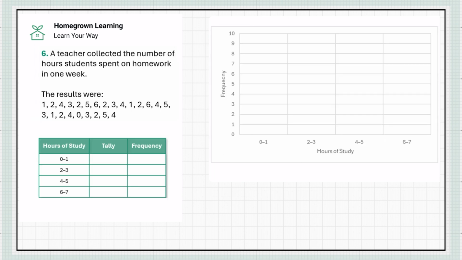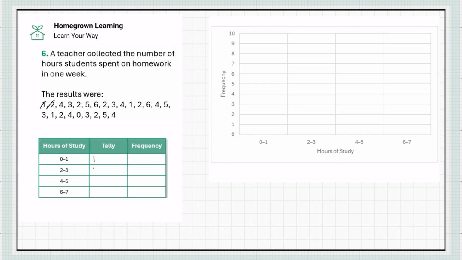So for this one, a teacher collected the number of hours students spent on homework in 1 week. And here are the results. So we're going to create a frequency distribution table, and then we're going to create our frequency histogram to go with it. So let's get started. For 0 to 1.